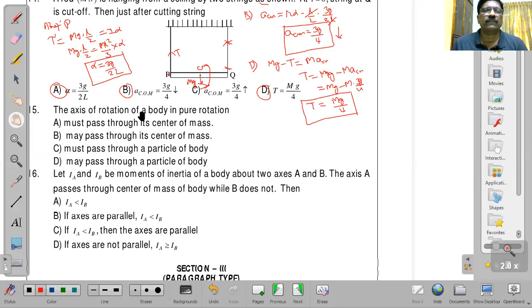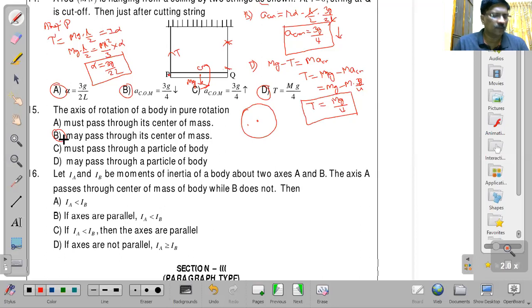Next, you see, the axis of rotation of a body in pure rotation must pass through its center of mass. It is not compulsory, no? In case of pure rotation, the axis of rotation need not pass through the center of mass. The disk may be rotated about the center of mass, but it is not necessary to pass through the center of mass, so that is not correct. It may pass through the center of mass. Of course, about this axis the rod or disk may have rotational motion. So this is correct.